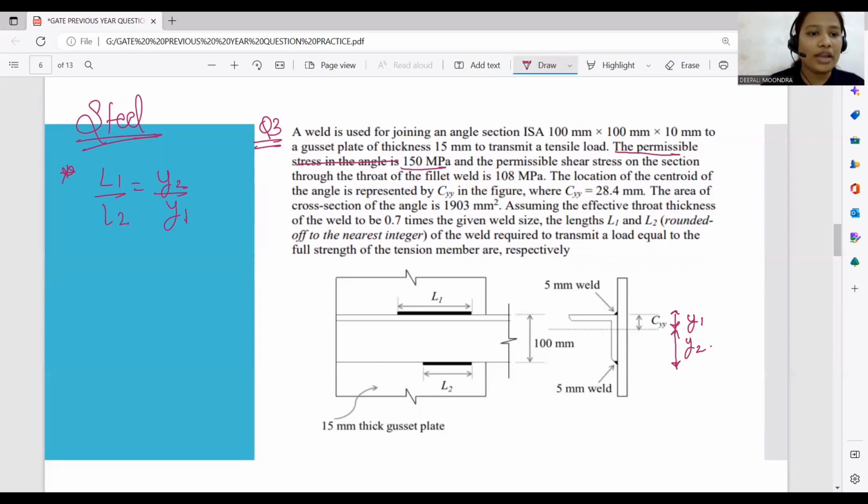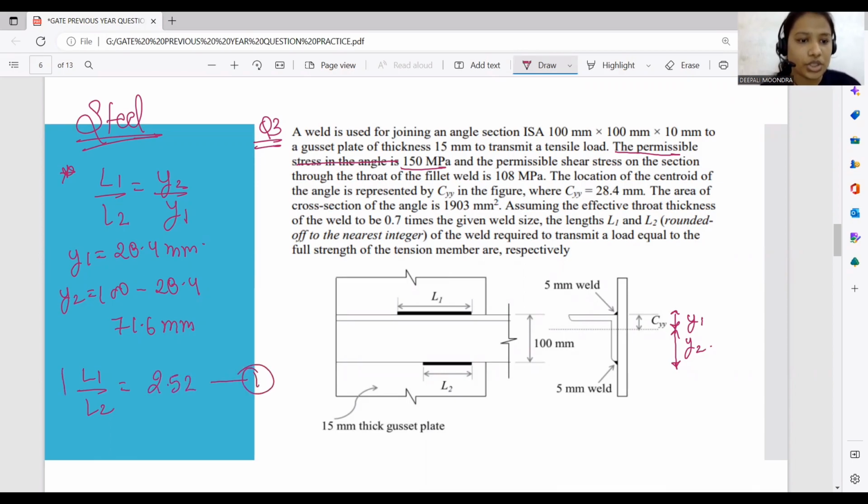Y1 is provided to us here as 28.4 mm. And Y2 will be what? This is the complete 100, so 100 minus 28.4. Let me calculate: 100 minus 28.4 will be 71.6 mm. So L1 by L2 is nothing but 71.6 divided by 28.4, so it will be nothing but 2.52. So this is equation number one, very, very important.